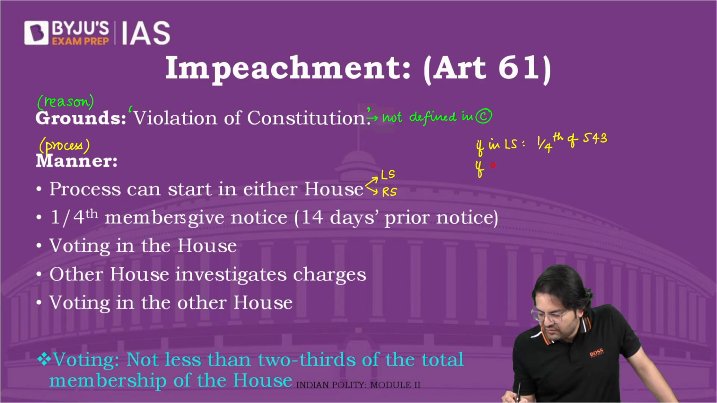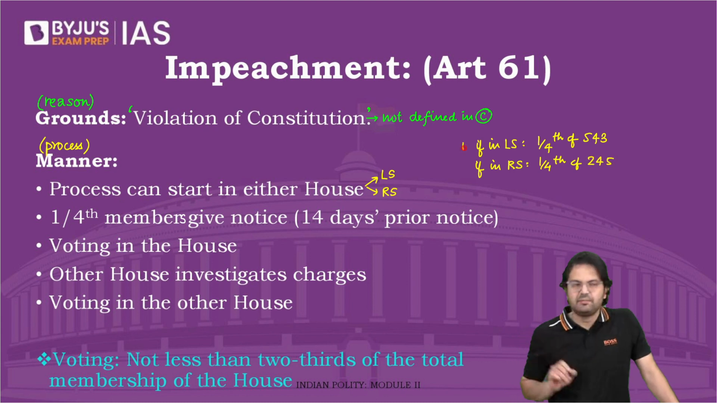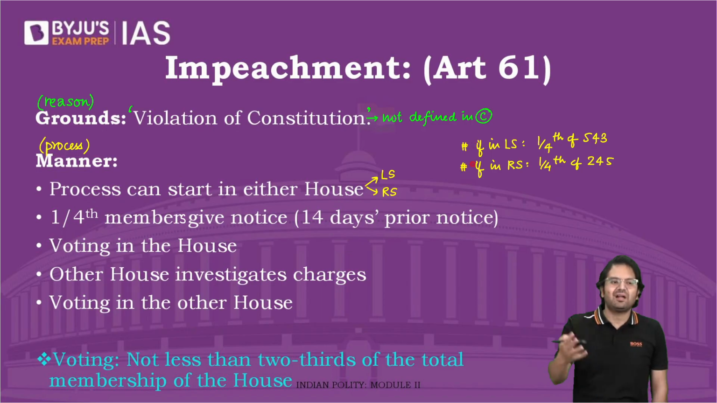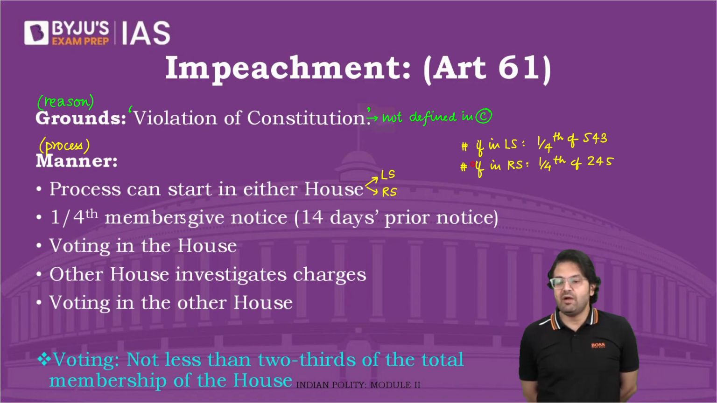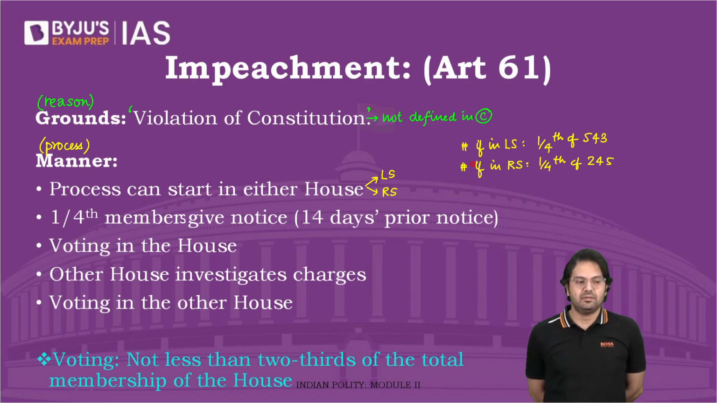If in Rajya Sabha, 1/4 of 245. Clear? This is just to start the procedure. But then, before you start the procedure, you have to also inform the president, right?